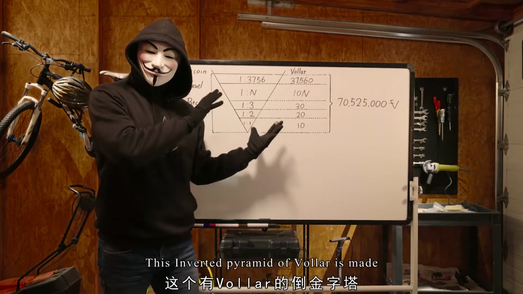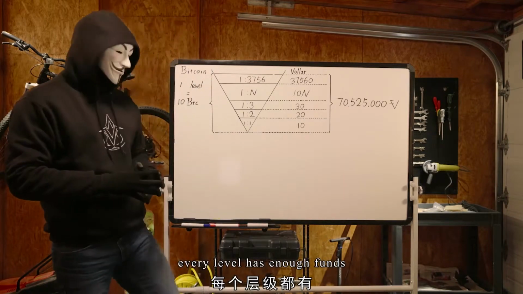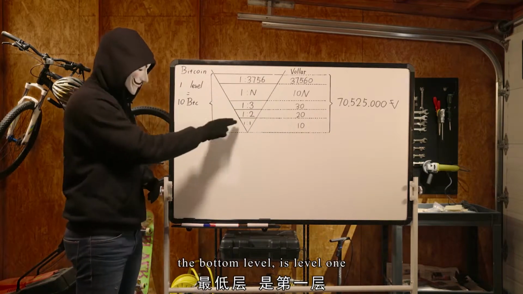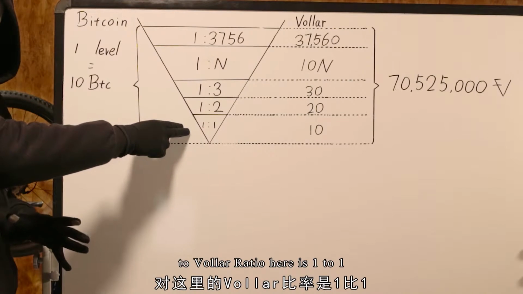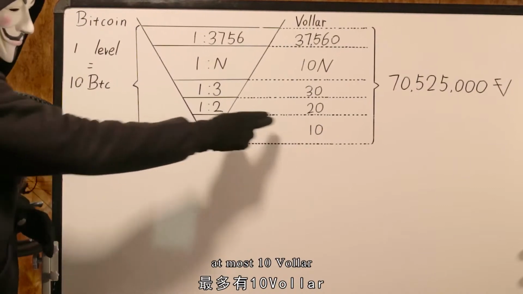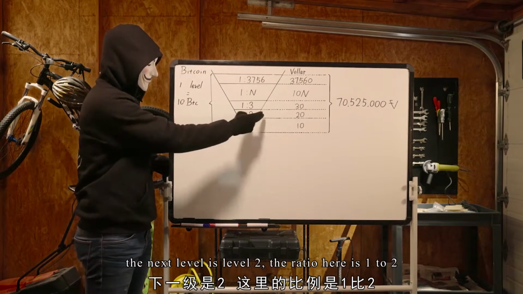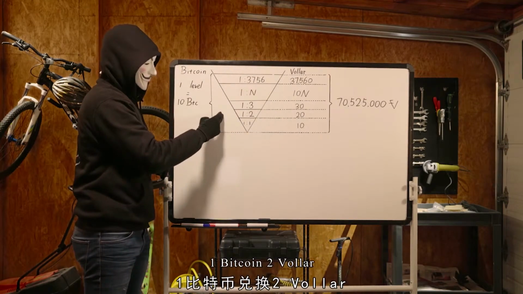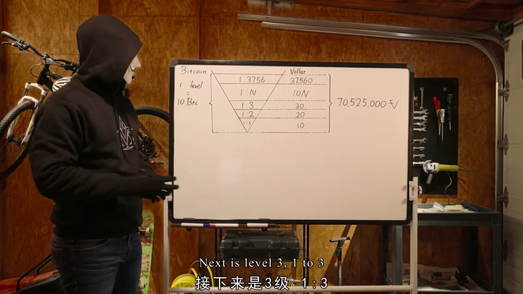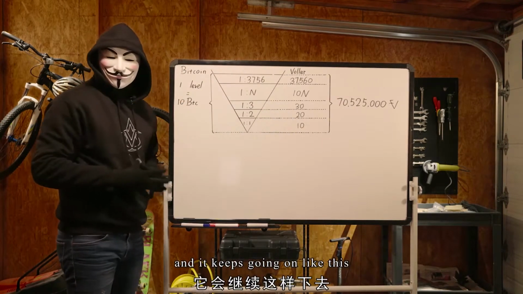And this inverted pyramid of Voller, it's made with a multi-level exchange ratio. Every level has enough funds for 10 Bitcoins. The bottom level is level 1. The Bitcoin to Voller ratio here is 1 to 1, that is 1 Bitcoin to 1 Voller. So this level has at most 10 Voller. Next is level 2. The ratio here is 1 to 2, 1 Bitcoin, 2 Voller. This level has at most 20 Voller. Next is level 3, 1 to 3, 1 Bitcoin, 3 Voller. We have at most 30 Voller. And it just keeps on going like this.